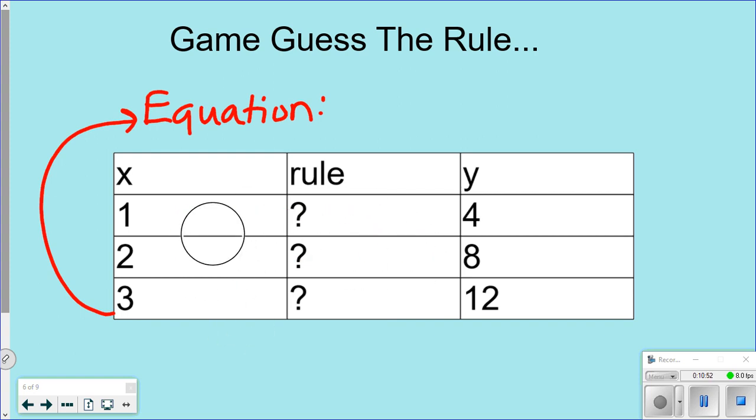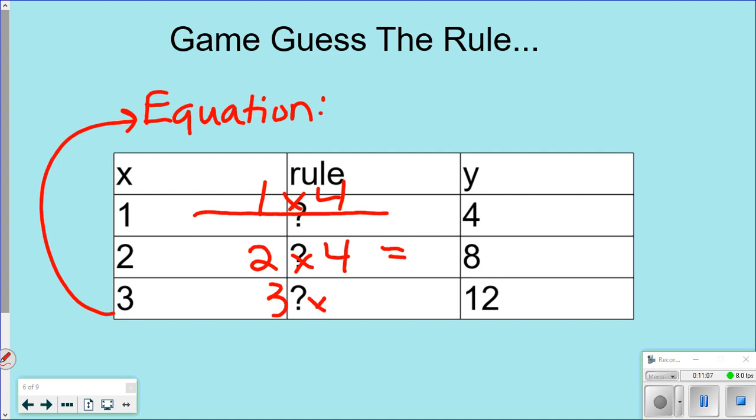Okay, so let's try another rule. We thought it was plus 3. Nah, it was not plus 3. Well, how do you get from 1 to 4 now? Well, 1 times 4 is 4. Okay, so we said 1 times 4 is 4. Is 2 times 4 8? Is 3 times 4 12? Okay, so it's something to do with times 4.